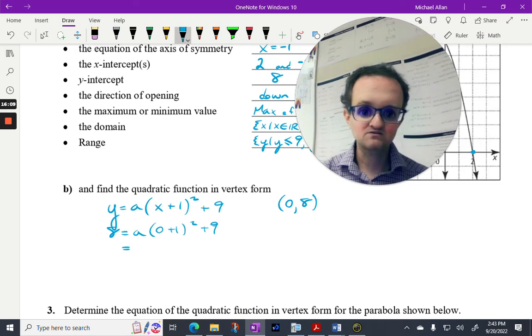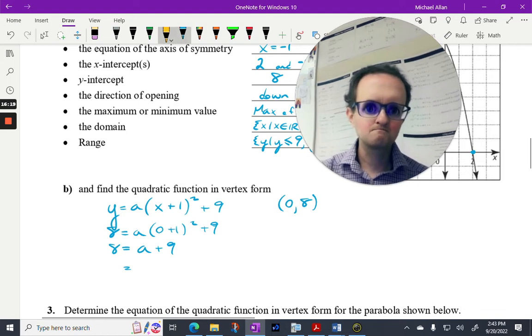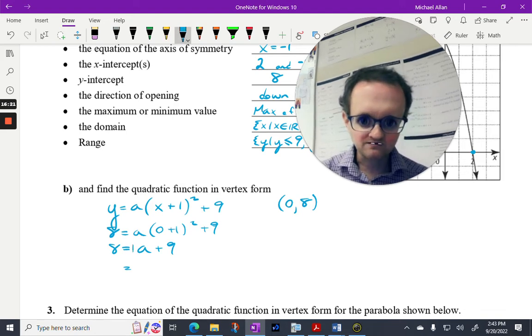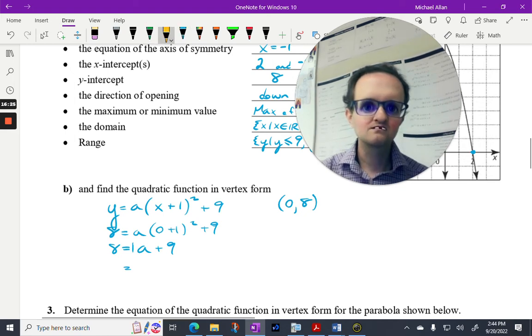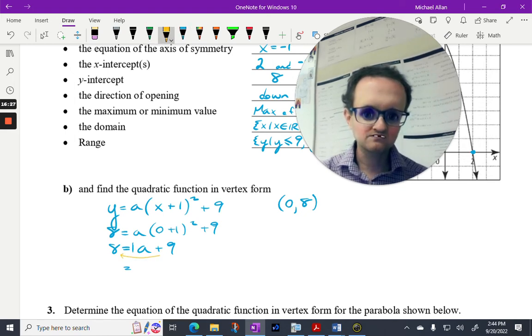So let's do the math here. 0 plus 1 is 1. 1 squared is 1. So this is going to be a times 1, plus 9, is equal to 8. You can't really tell, but it's a 1 right there, because 1 squared is 1. So I'm going to take the 9 and subtract it over to the other side. Get negative 1. Hey, it worked out. So we got a negative.